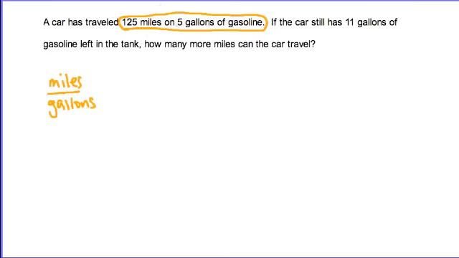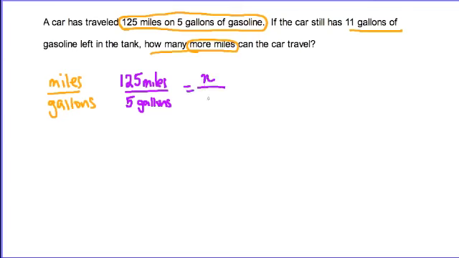Using the information in my known ratio, I'm told that 125 miles is possible on 5 gallons of gasoline. Now I'm going to look for what I'm trying to find. What's going to be my unknown ratio? Here I can see 11 gallons, how many more miles? So I'm trying to find miles, so that's going to be my unknown in the unknown ratio, based on 11 gallons. The question is asking me, if I can travel 125 miles on 5 gallons, how many miles can I travel on 11 gallons?